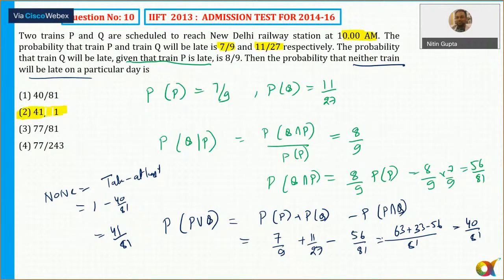Every year there is one question based on the Bayes theorem or conditional probability, isn't it? Every year one question on conditional probability definitely comes. Let's go ahead guys, please tell me now.